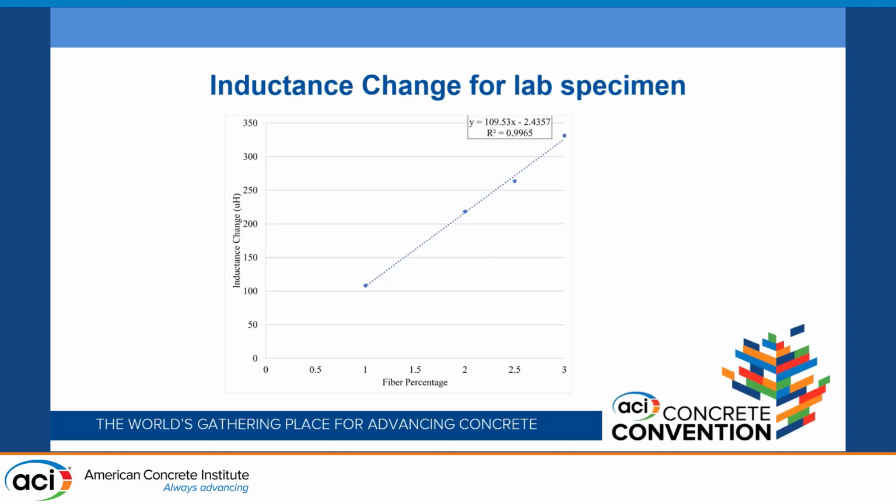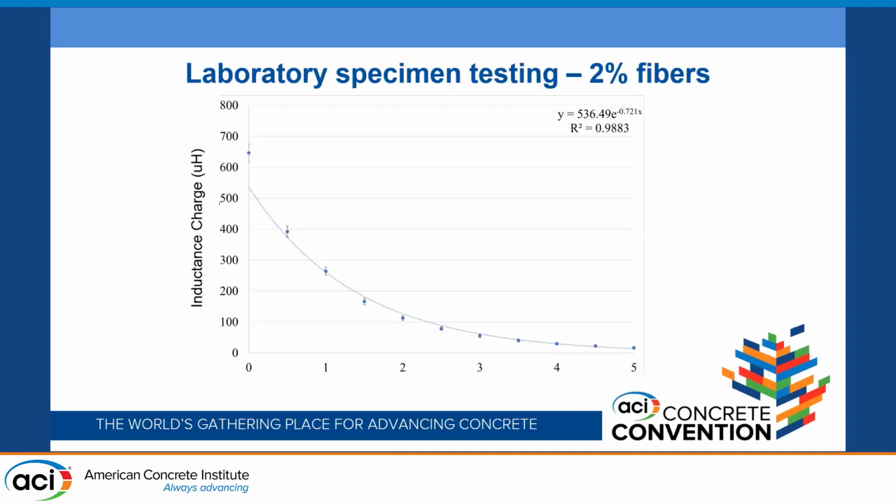So moving forward, we took our 2% fiber specimen and said, okay, if we space our magnet, or get more distance between the magnet and our target specimen, what happens? And what we see is obviously a drop off in charge because we're getting less conductive material between the magnet.